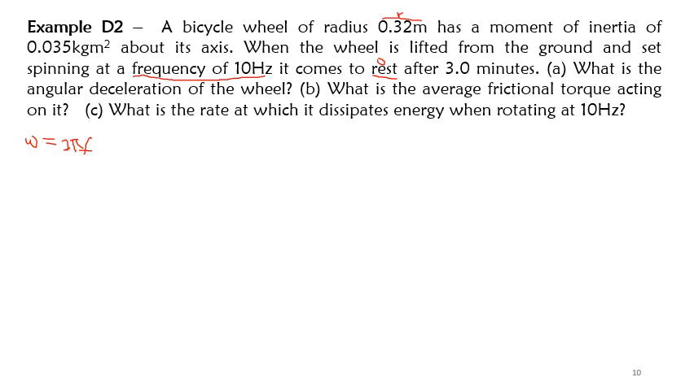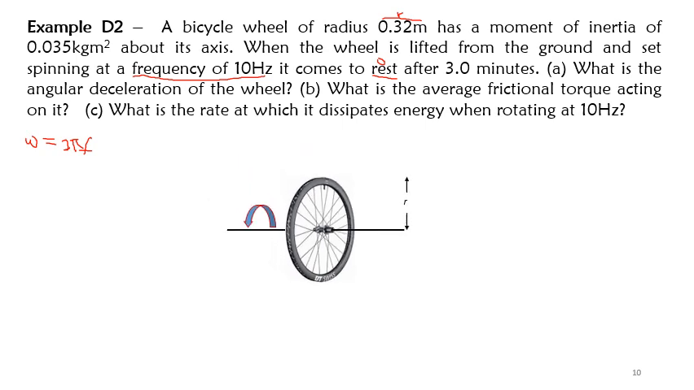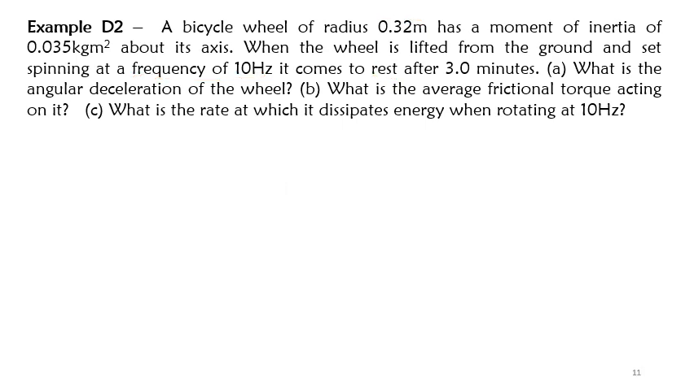Increase in velocity means there is acceleration. That's it. So again, you also need to determine the average frictional torque acting on it, and the rate at which it dissipates energy as it rotates. Okay, so let's see how we do that. Look at that, that's the bicycle. Apply it, it rotates, and there you can solve.